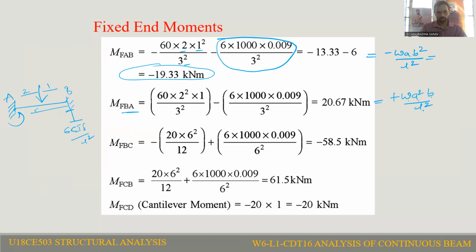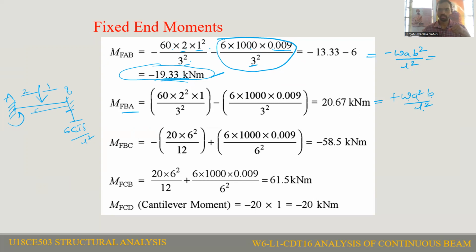So minus W A B square by L square minus 6 EI delta by L square. The EI value is given in the problem. Delta value is given as 9 mm, so we need to convert it into meters. L value is 3 meters. If you solve this one, you're going to get MFAB, including the effect of sinking of support. So this will be the final fixed moment, by considering the load as well as the sinking of support.